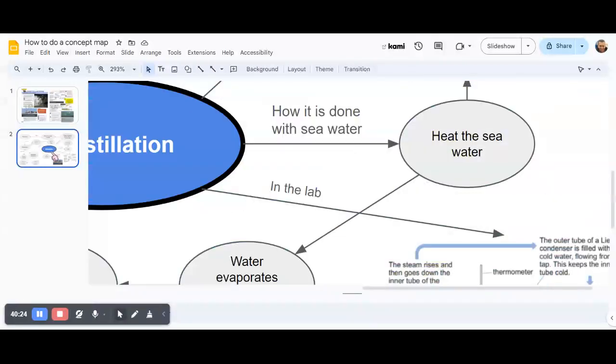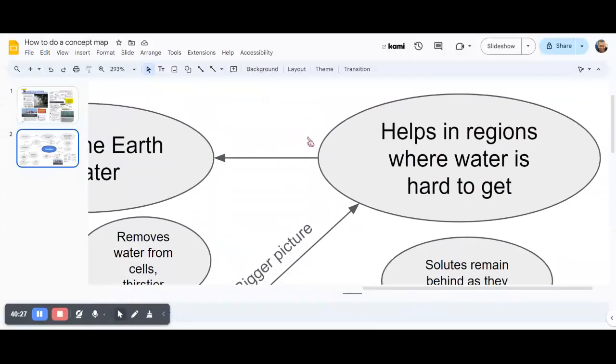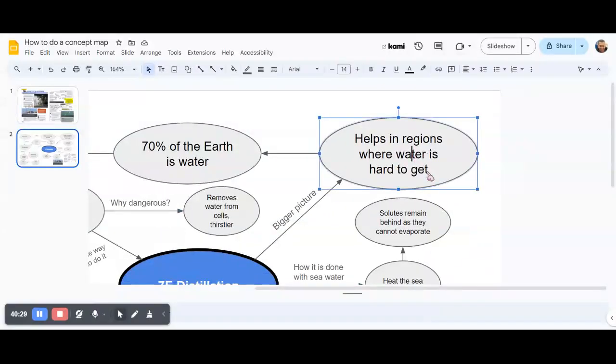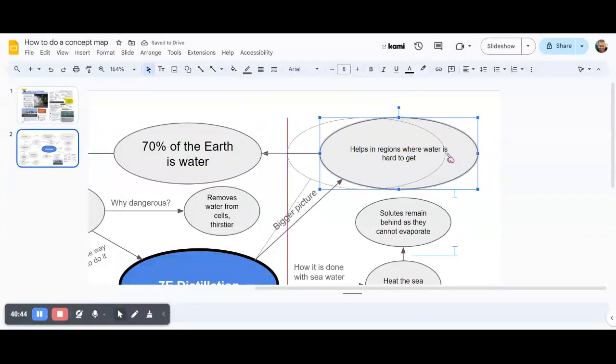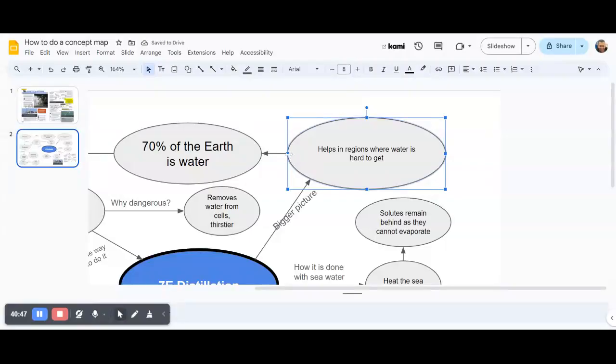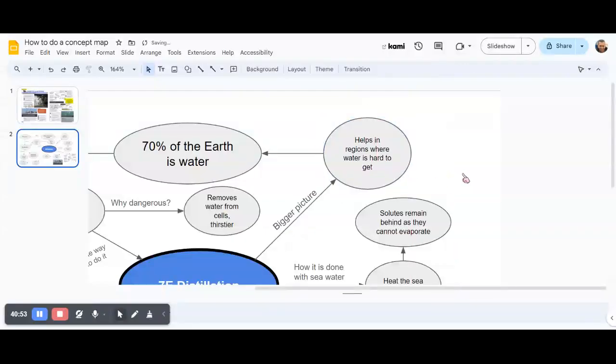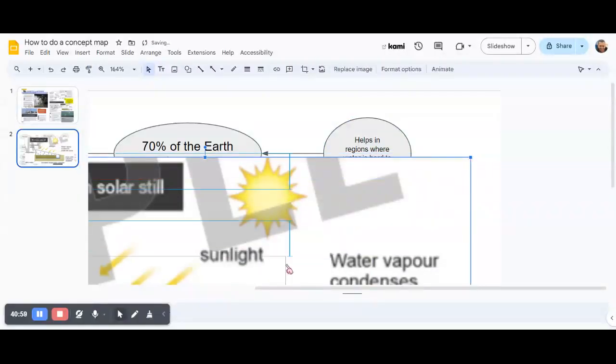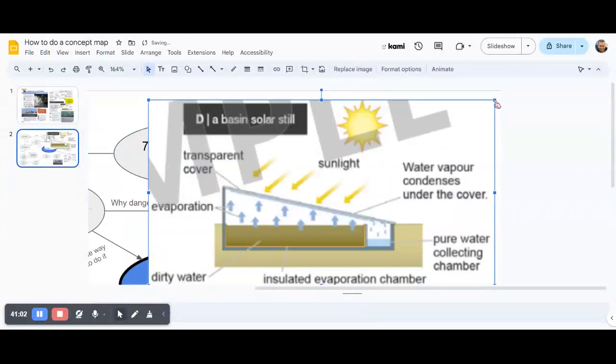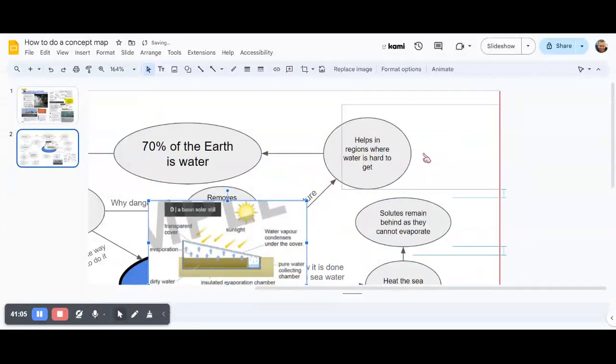So I'm just going to see if I can snip this and pop it closer to this place over here, where I've said helps in regions where water is hard to get, because it just seems to be a useful place for putting that information. So if I just drag this across here and then move this over here, I could actually put a picture of the still just in the corner over here, and that would be the basin solar still.